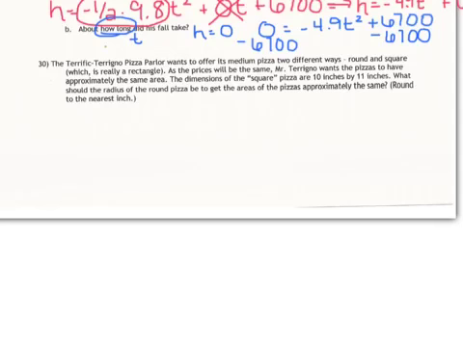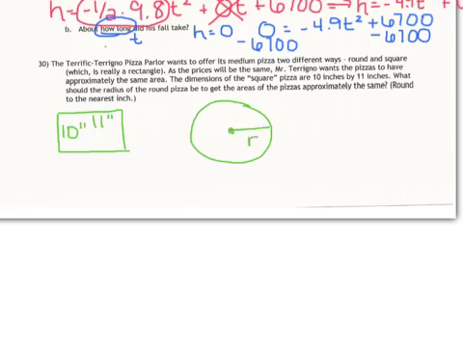Okay, the dimensions of the square pizza are 10 inches by 11 inches. So let's draw some pictures. Here's my quote-unquote square pizza, where this is 10 inches, and up at the top it's 11 inches. And then I'm also going to have a round pizza, and I don't know the radius of it yet. That's what I'm trying to find out. Okay, but I want the two pizzas to have about the same area, which clearly from my picture they do not, but they're supposed to. I'm trying to find out what the radius would be to get these to match.